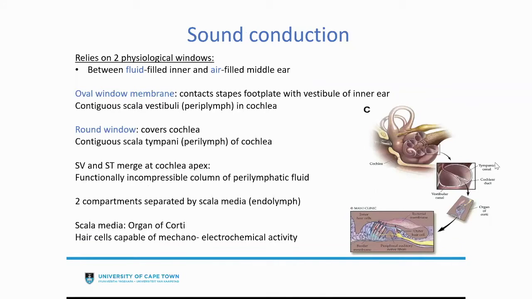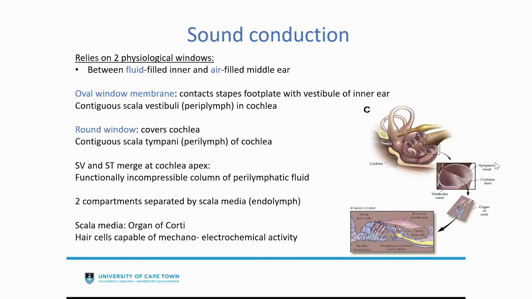When we talk about sound conduction, we've got these two very important physiological windows, and they are important because between them we have a fluid-filled inner ear, and they're the connection between the fluid-filled inner ear and the air-filled middle ear. The two role players are your oval window, which, as we know, contacts your stapes footplate with the vestibule of the inner ear, and that's continuous with your perilymph in your cochlea, and the other player is your round window, which covers the cochlea, and that's contiguous with your scala tympani of the cochlea.